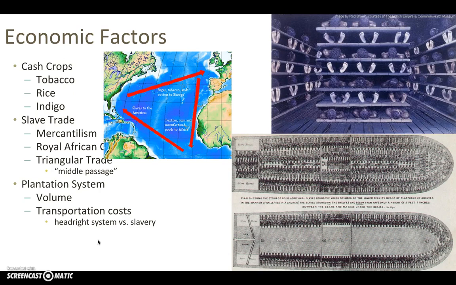They would get a head right, or not money rather, property. So they would get a head right for bringing over these indentured servants. So you might think, why would indentured servitude stop? Why would slavery take its place? Slaves are incredibly expensive. This is true. However, it's a complicated issue.